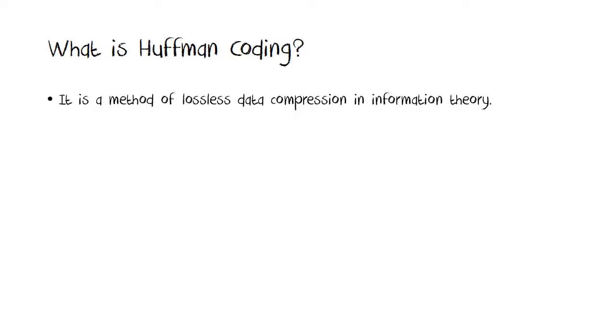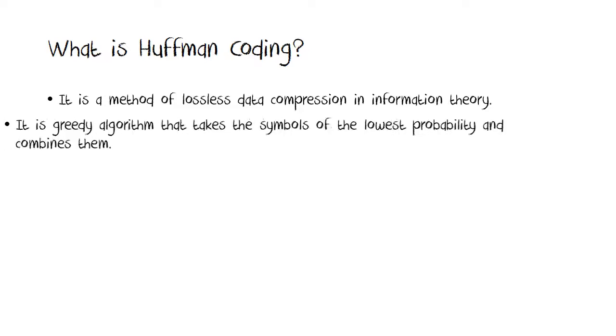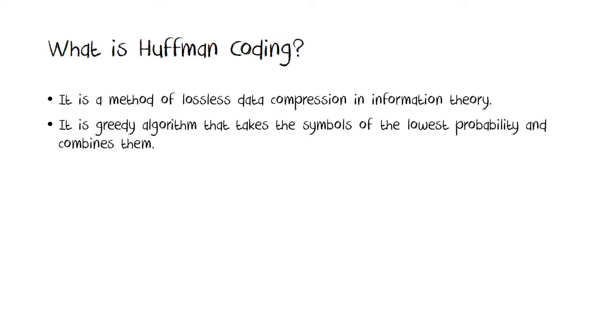This leads us to the main topic of this video. Huffman coding is a method of lossless data compression in information theory. Essentially, it is a greedy algorithm that takes the symbols with the lowest probabilities and then combines them, forming a tree. Let's try to do a simple example.